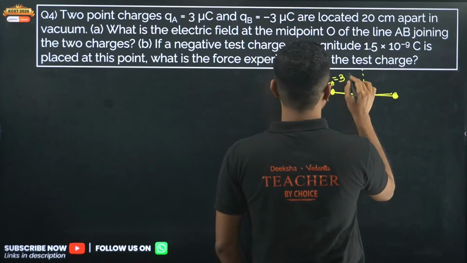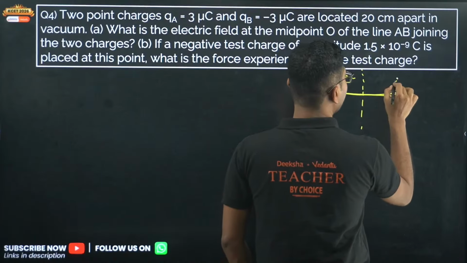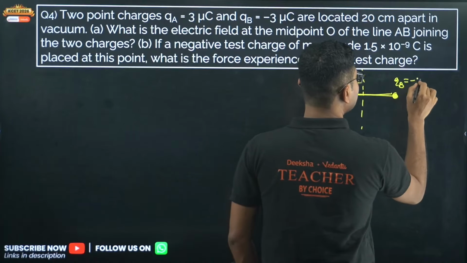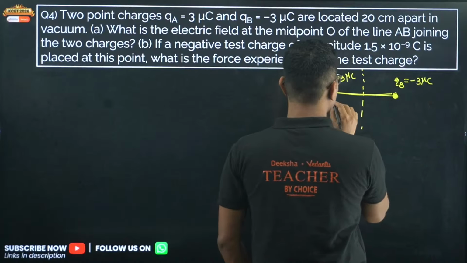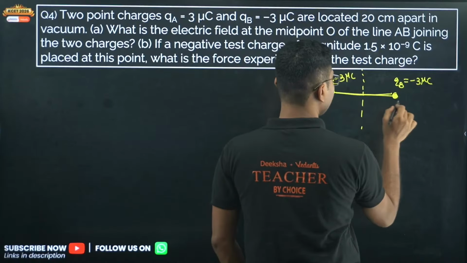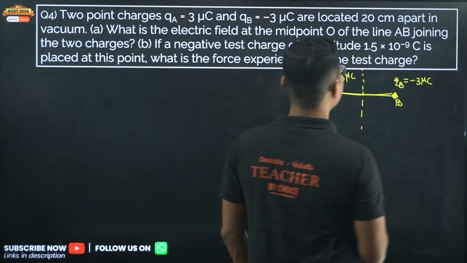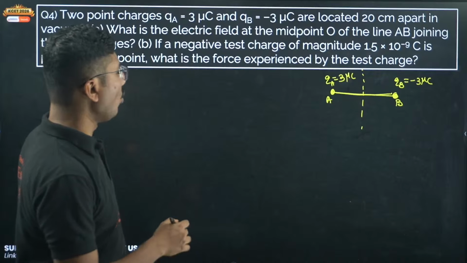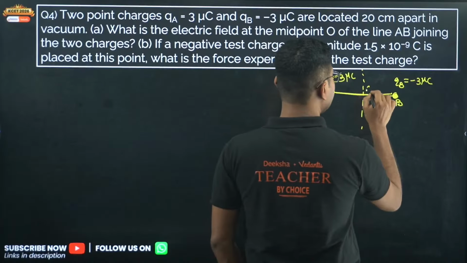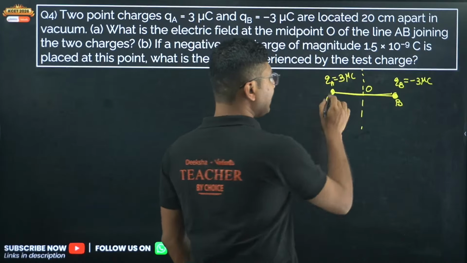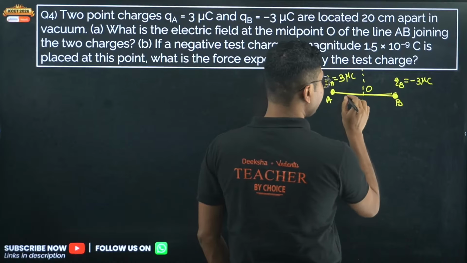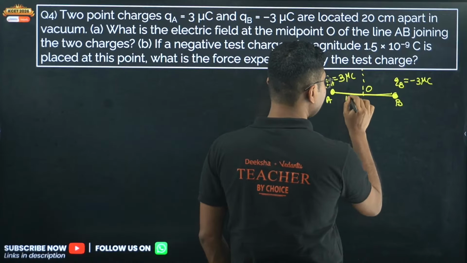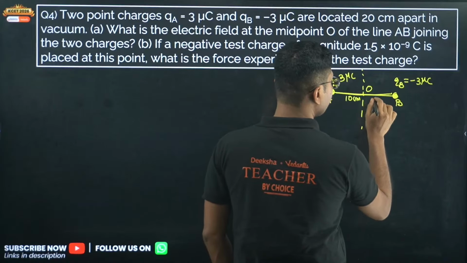So QA is 3 microcoulomb, QB is minus 3 microcoulomb. This is point A, this is point B. Midpoint O, joining the charges. So 20 centimeter apart, the total distance is 20 centimeter. That means from the midpoint, this is at 10 centimeter, this is also 10 centimeter.